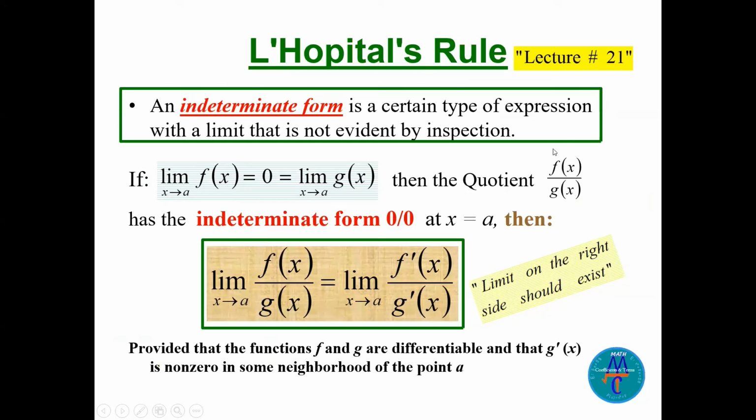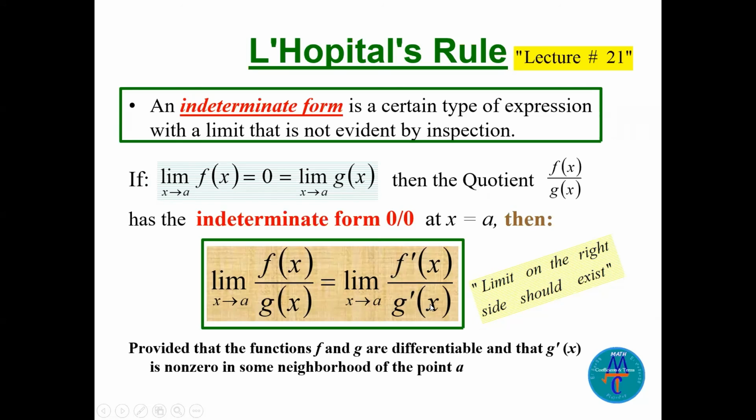L'Hopital's rule, this is lecture number 21. When do we use this rule? When we have an indeterminate form of 0 over 0 or infinity over infinity. So if you are finding the limit of the function f of x divided by g of x as x goes to a, and it happens that we find 0 over 0 or infinity over infinity, then we can use L'Hopital's rule, which is the limit as x goes to a of f prime, only f prime on the numerator, divided by g prime of x.